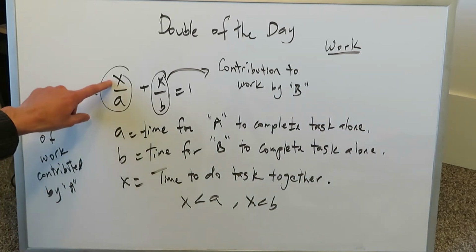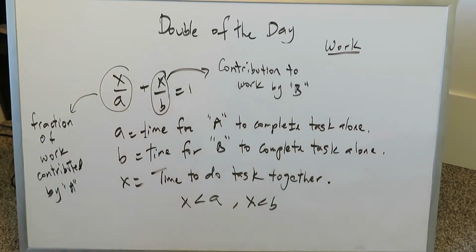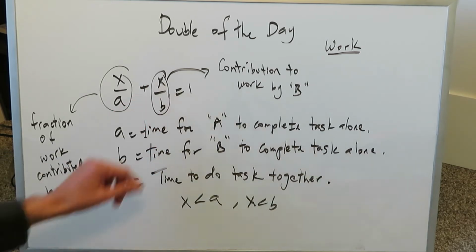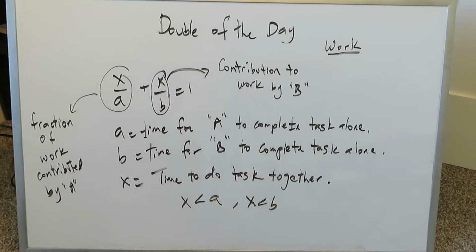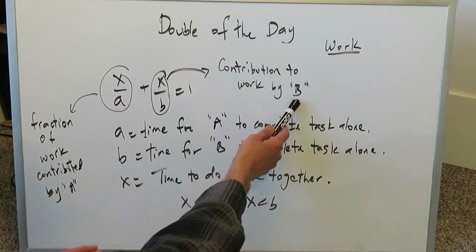In all instances, the time needed for a bunch of people to do a job is always less than the time needed for an individual person to do the job, because more people can do the same job quicker than a single person doing that same job. X is always less than A, X is always less than B. X over A represents the fraction of work contributed by person or object A, and X over B represents that same fraction of the contribution done by object or person B.